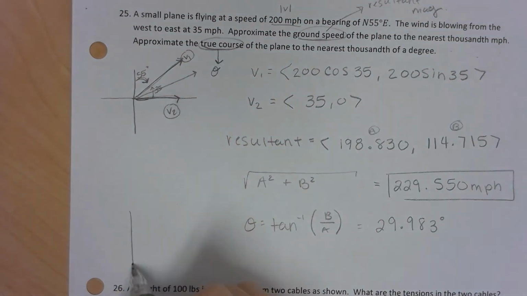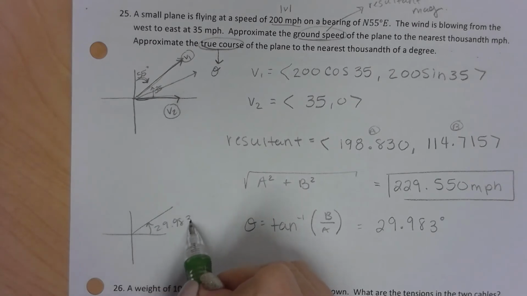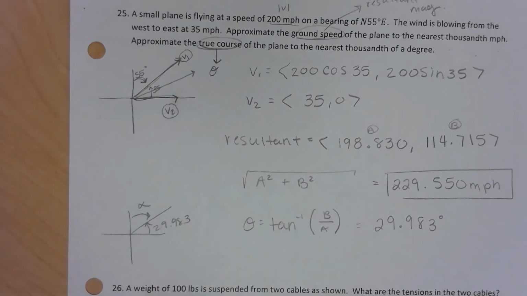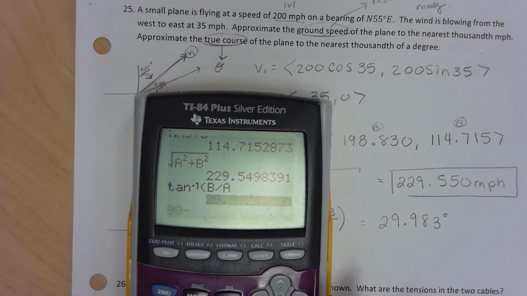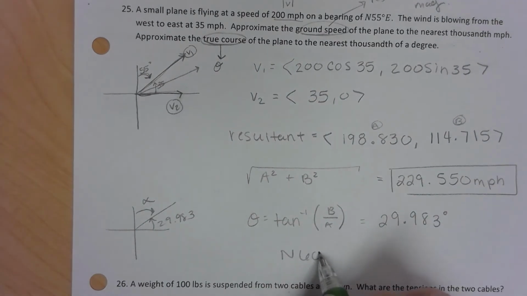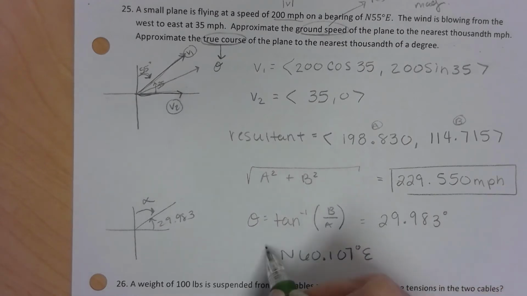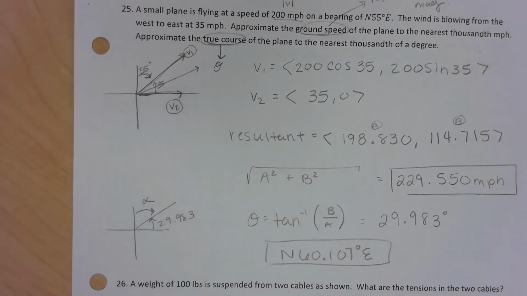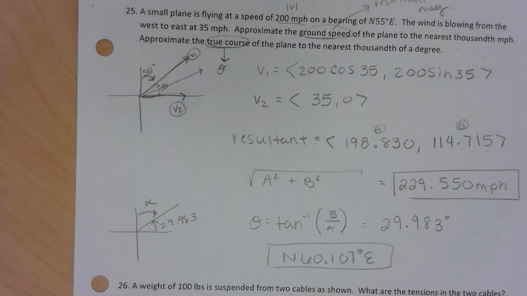So if we got an angle of 29.983, then the bearing would be this angle right here. So I need to do 90 minus that. So our bearing is going to be north 60.107 degrees east. Because of the wind, it's really flying at an angle of 60 degrees northeast instead of 55 degrees northeast because of the wind pushing it. Okay?